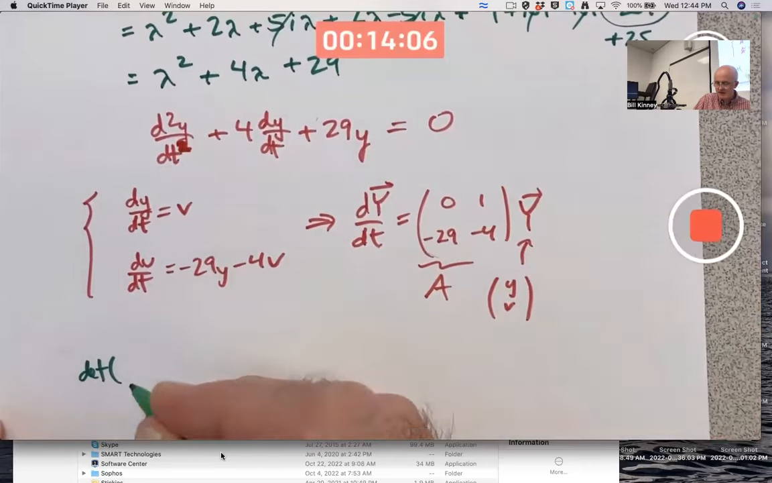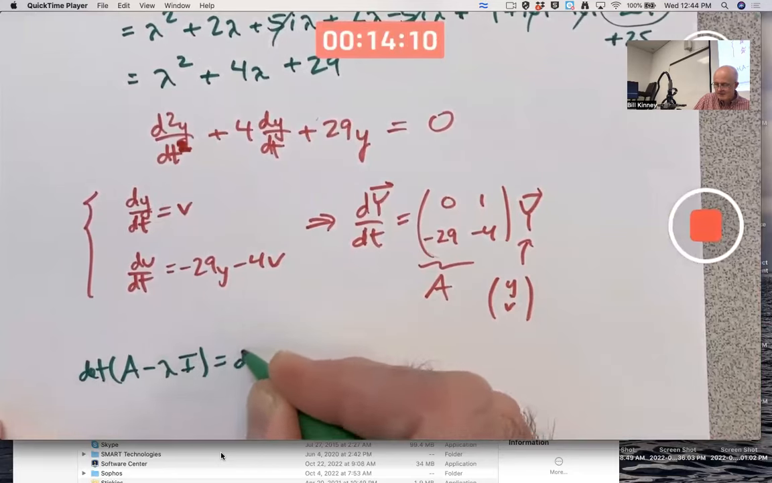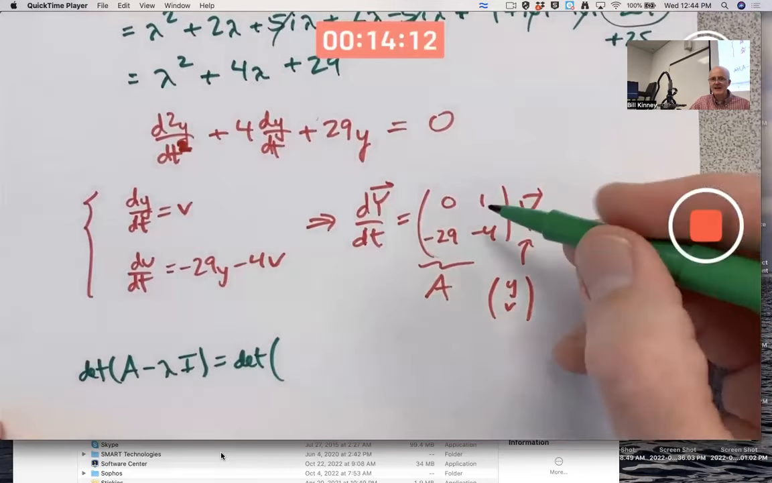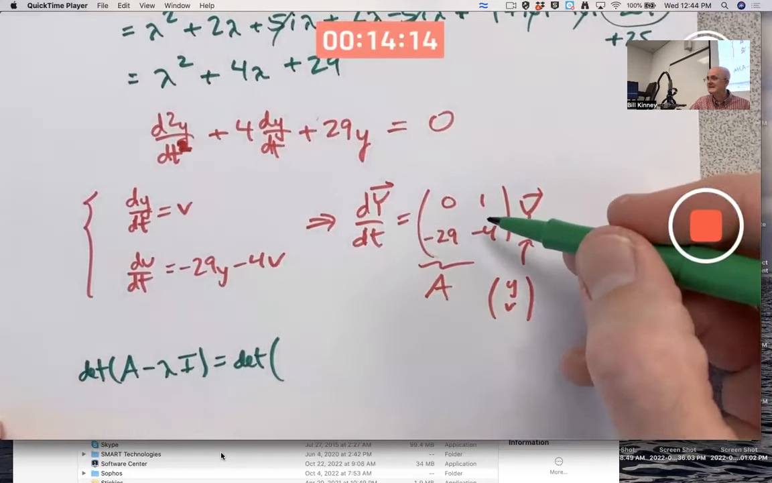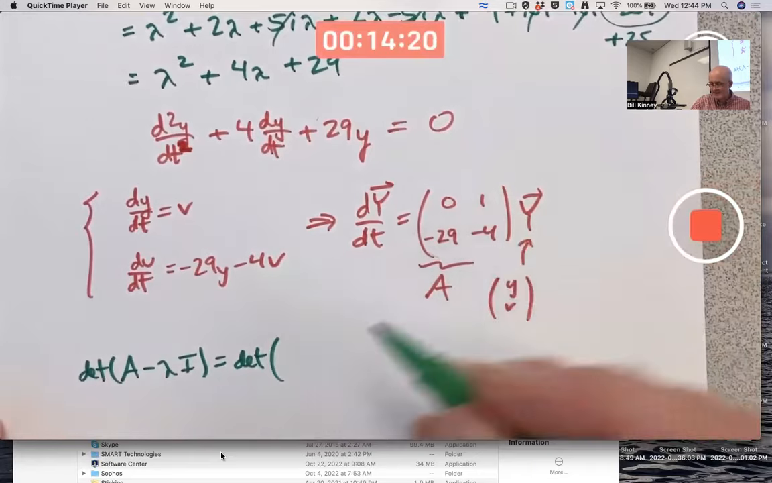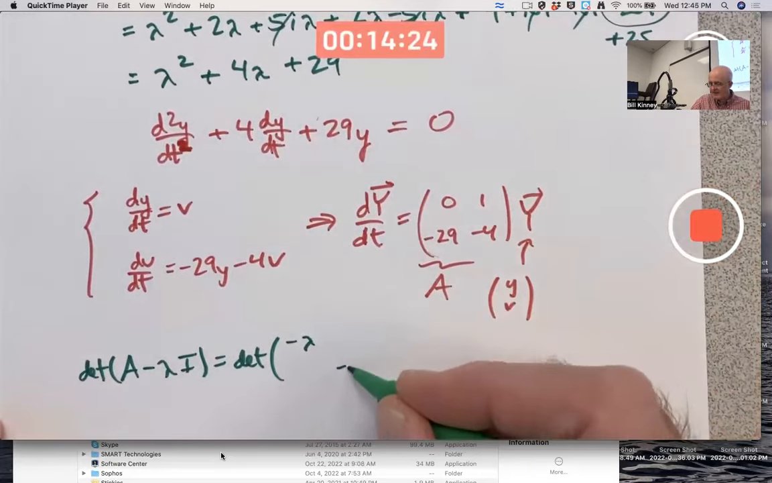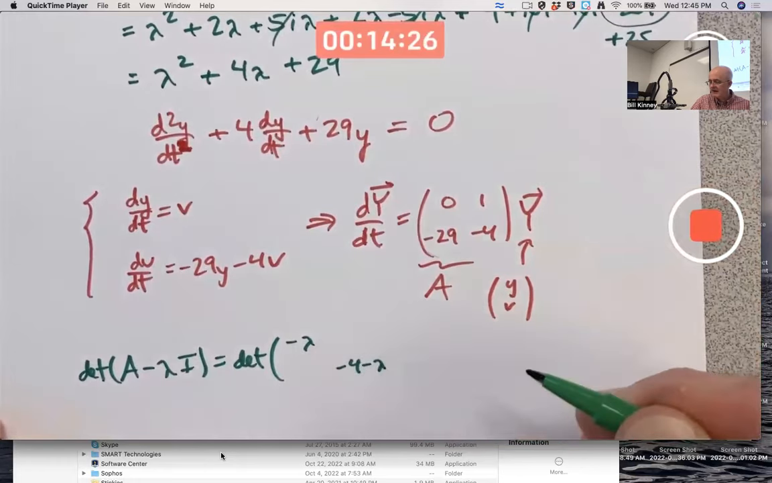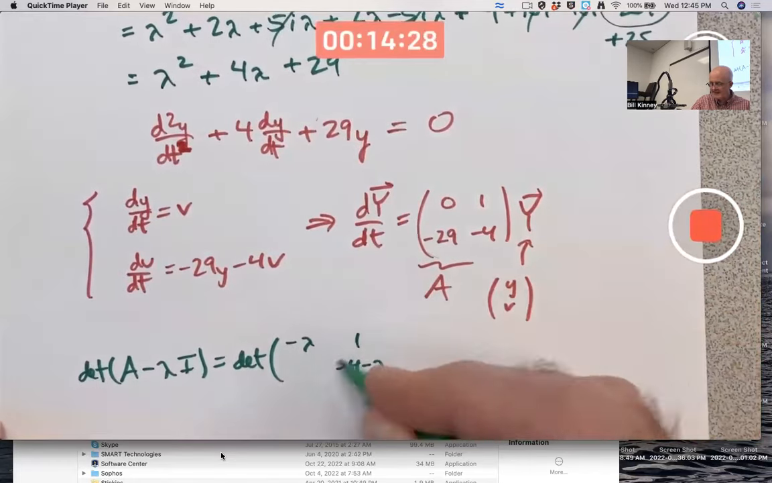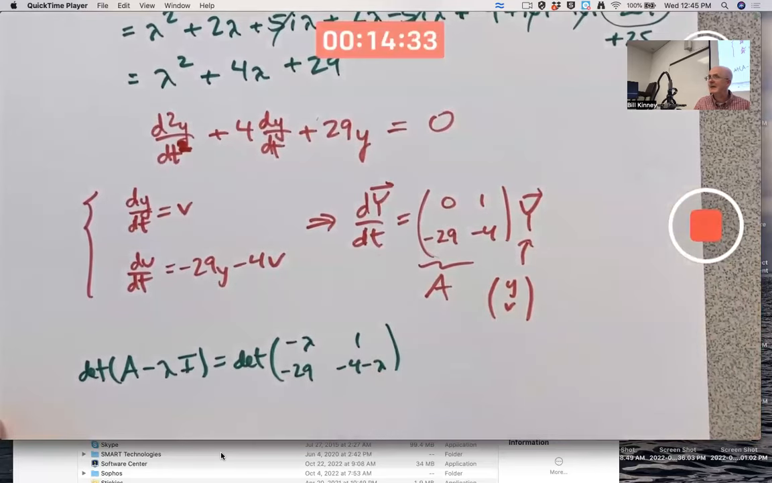The characteristic polynomial is the determinant of A minus lambda I. That's going to be the determinant of, I need to subtract lambda I from this. Lambda I is lambda times the identity matrix. In the upper left corner, I'd get 0 minus lambda, negative lambda. In the lower right corner, I get negative 4 minus lambda. And the upper right and lower left stay as they are, because there are zeros in the I matrix in the upper right and lower left.